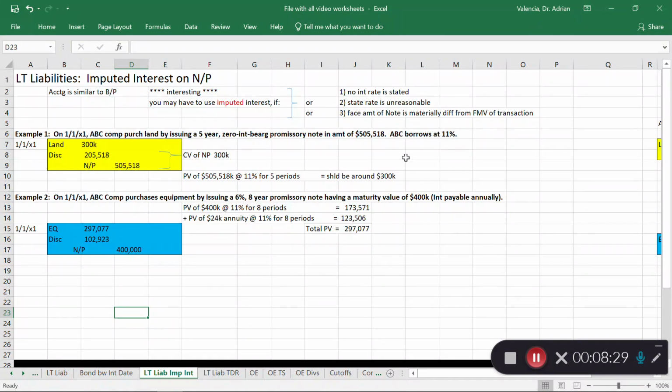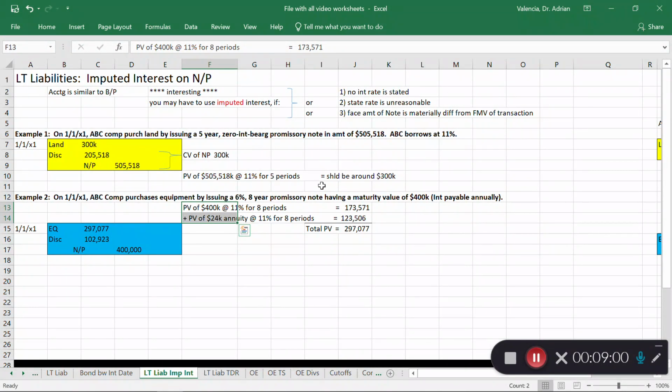Now, you have to be careful here because supposedly ABC borrows at 11%. So this rate of 6% would be considered unreasonable, right? Because your normal borrowing rate is 11%, and you're getting something at 6%. Well, we need to separate those components and lay out the future cash flows. So, these are your cash flows. You have a future $400,000 in 8 years, and you also have $24,000 per year based on what's stated.